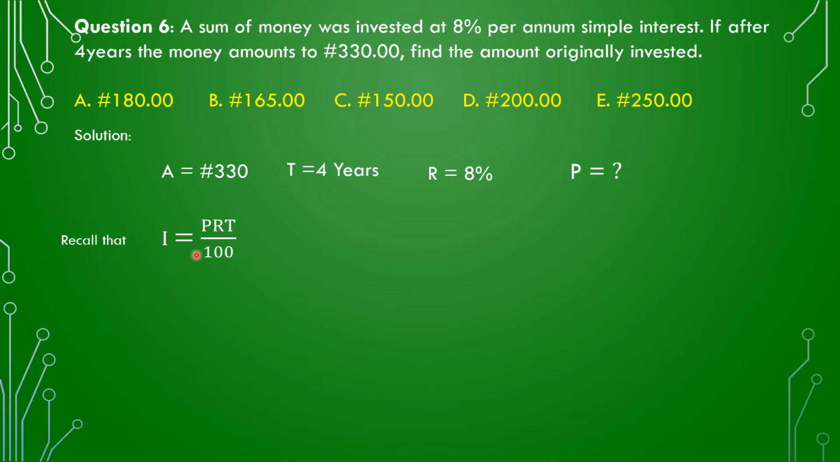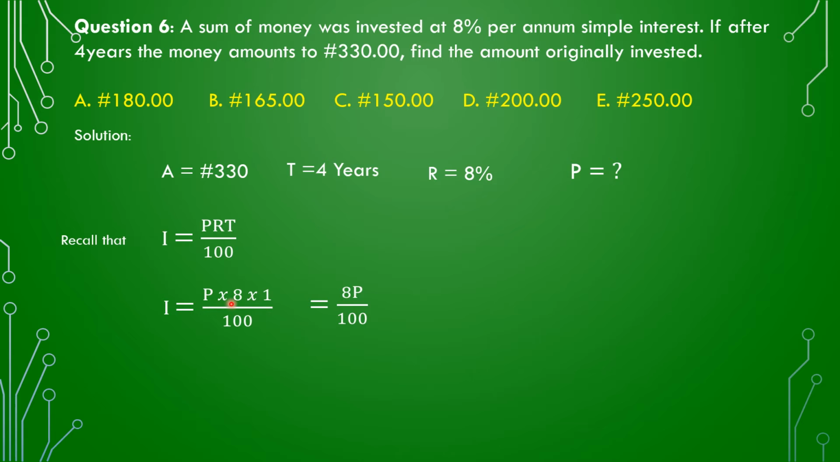Recall that the interest I is equal to the principal times the rate times the time, all divided by 100. Inserting the values, we have that our interest I is equal to the principal, because we are looking for it, times 8, which is the rate, times T, which is 1, all divided by 100. Are you confused here? Don't be confused. You must know the interest for the first year before you can know the interest after 4 years. So we are looking for the interest for the first year.